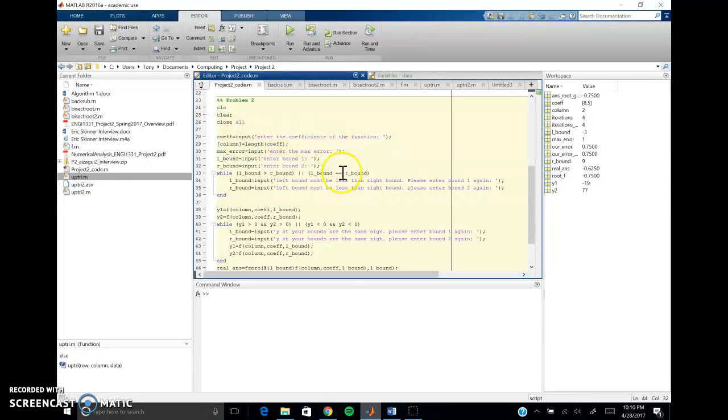We have our input, which is a row vector that will give you the coefficients of some equation. So for an equation like 3x squared plus 2x plus 1, the elements in that row vector would be 3 space 2 space 1. You will take the length of that row vector and save it in columns.